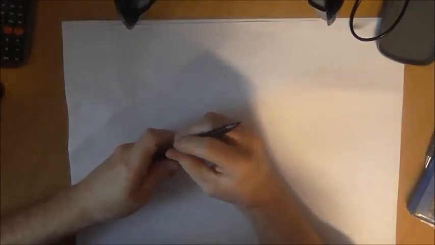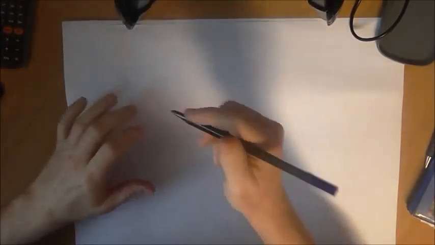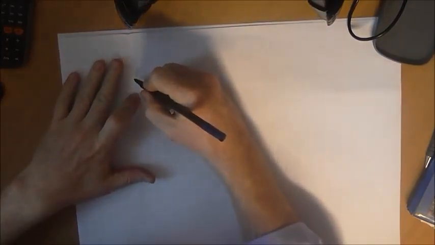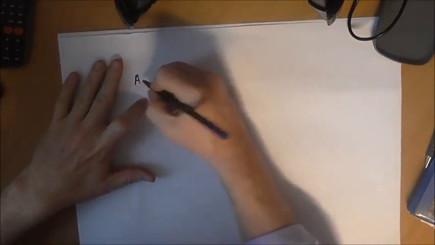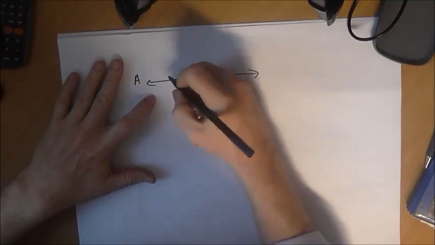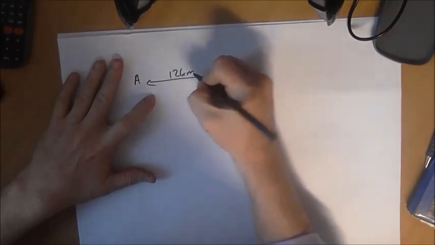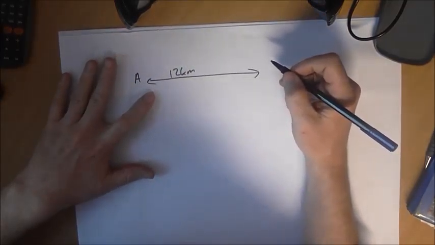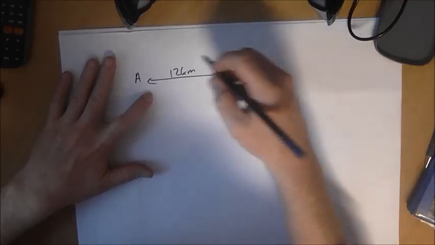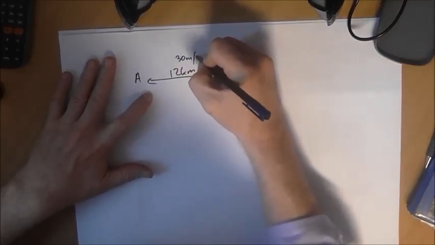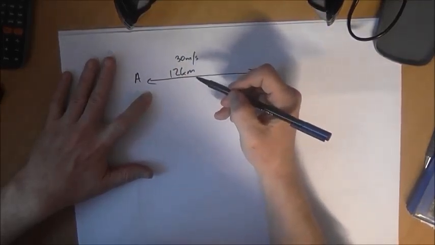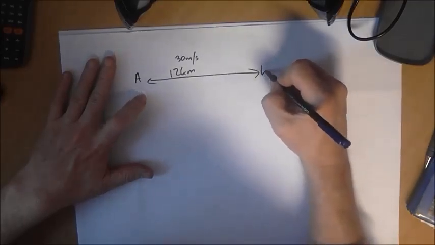Question number 12. So a train normally travels between 2 points A and D, which is 12 kilometers at a speed of 30 meters per second. So there's a units mismatch there that I'll probably have to deal with.